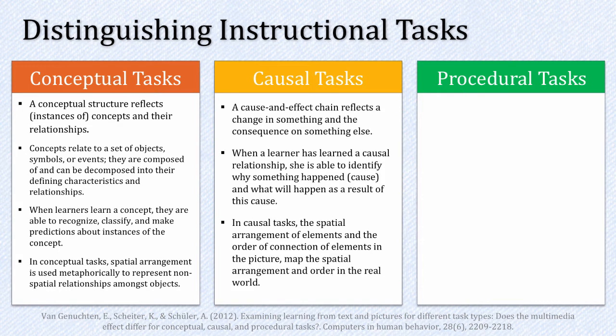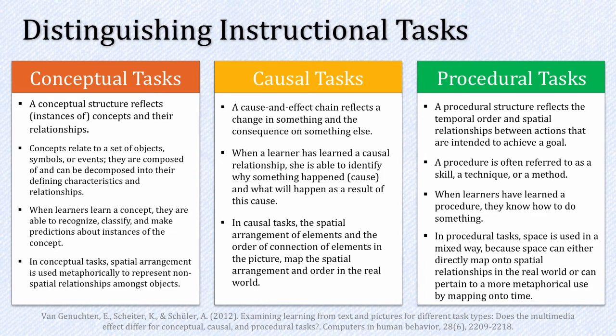The second type of instructional task is a causal task. And this has to do with a cause and effects chain that reflects a change in something and the consequence on something else. And when a learner has learned a causal relationship, she is able to identify why something happened and what will happen as a result of this cause. And in causal tasks, the spatial arrangement of the elements and the order of connection of elements in the picture map the spatial arrangement and the order in the real world. In other words, we want the arrangement of the elements in a visualization to map onto the same spatial arrangement that we would see in the real world.